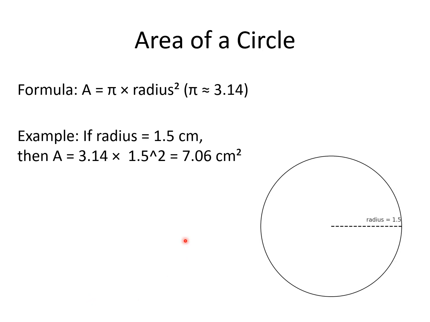Area of a circle, it's given by the formula pi times the radius squared. In this case, we're going to use pi approximated as 3.14. It's an irrational number, it goes on forever, but for this example, that's a good number to use. So if our radius here in this circle from the center out is 1.5 centimeters, then the area is equal to pi, 3.14, times 1.5 centimeters squared, which is equal to 7.06 square centimeters.